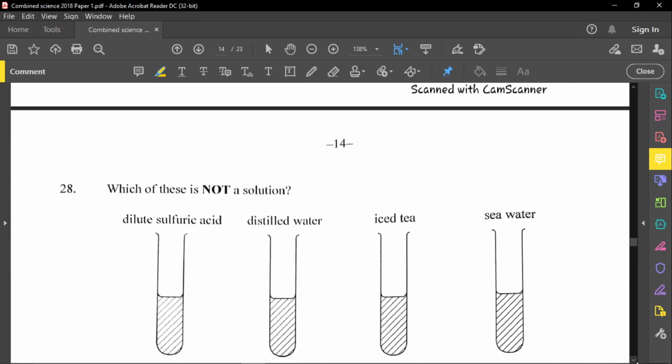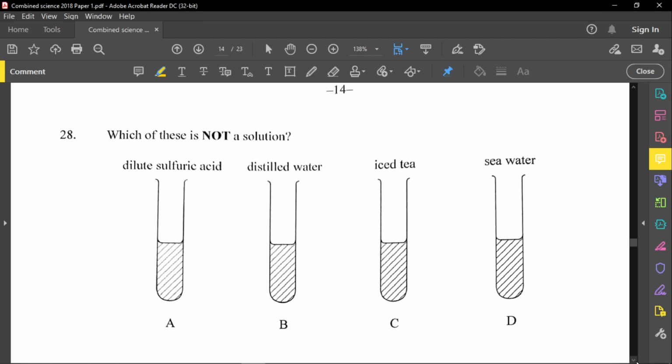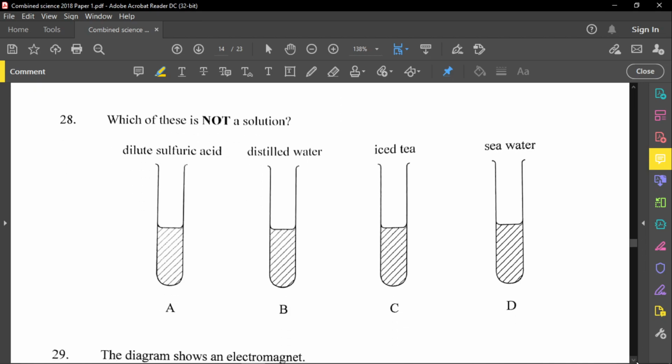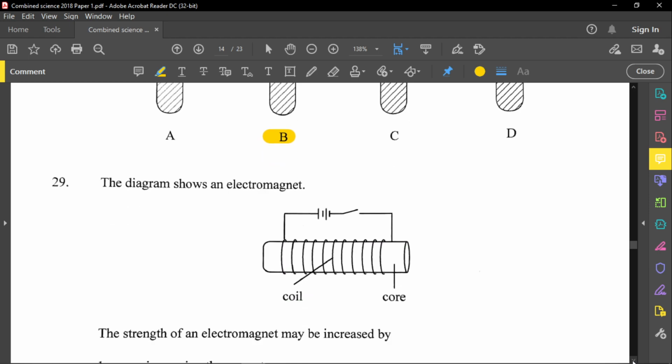All right. Number 28. Okay. Which of these is not a solution? And so a solution contains a solute and a what? Solvent. So dilute sulfuric acid, yes, it's dilute. That means water is added to the acid itself. All right, so it's a solution. Distilled water means it's pure water, nothing in it. So definitely this. I don't even need to go any further. All right. Iced tea, seawater, they are solutions. They contain solute and solvent.